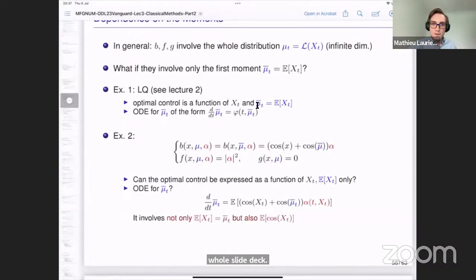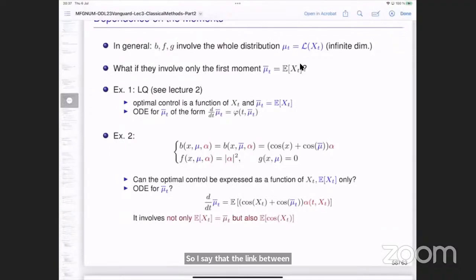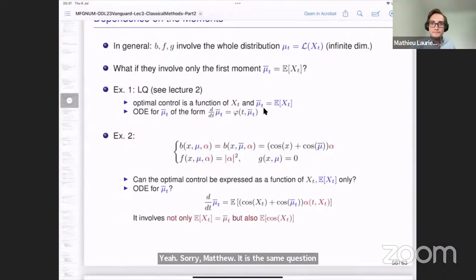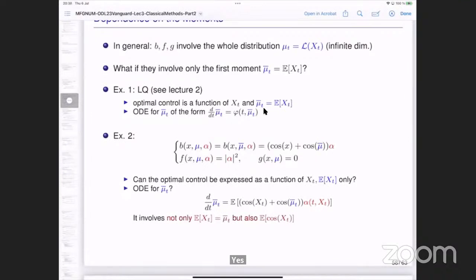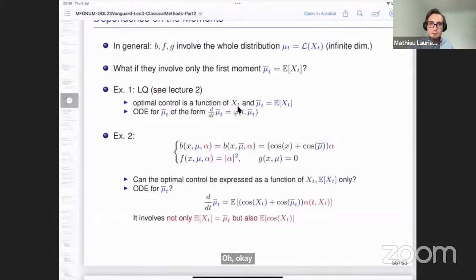And the next question is in part 4. Yes, the MKV FBSDE system. So I say that the link between MFG and... Sorry, Mathieu, it is the same question. Safwan has asked if he could ask, and the second part is the question. Thank you for posting the question. Let me read the question. Is there any reference that gives conditions on the MFG problem in order to have existence such that the optimal control alpha hat makes capital B and capital F Lipschitz?